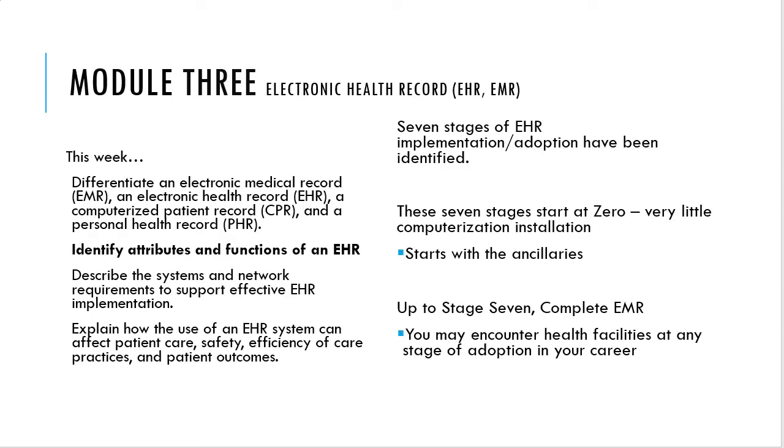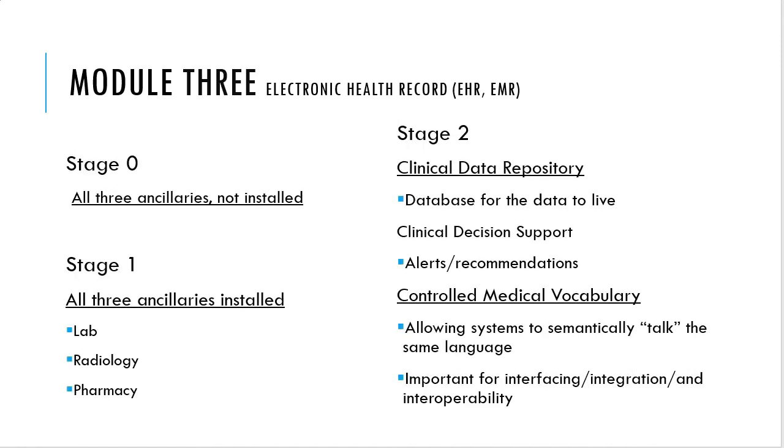And when I'm talking about ancillaries, we're talking about radiology, as well as laboratory, and then also pharmacy. And by the way, we're talking about stage 0. That's nothing is installed. So stage 1 is when all 3 ancillaries are installed. I would be hard pressed to think that there are any organizations out there that you might encounter that would be at stage 1, but it certainly is a possibility.